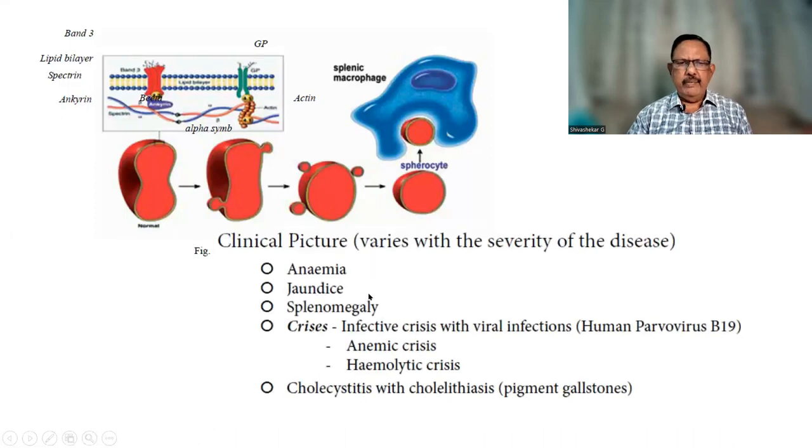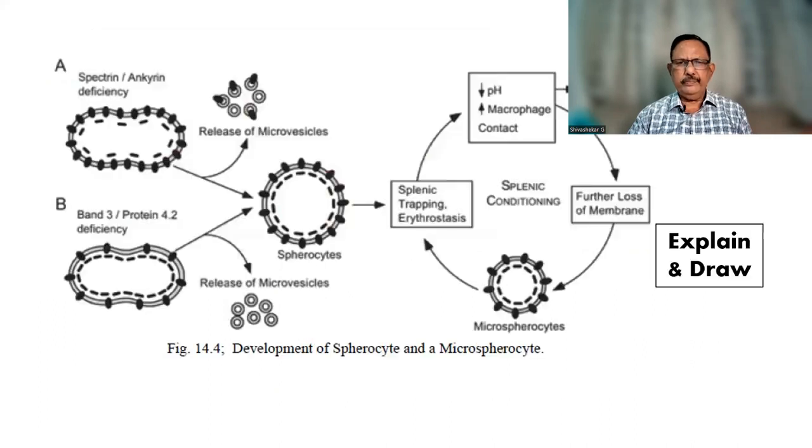The patient can present with anemia, jaundice, splenomegaly, and there are some crises, anemic crisis and hemolytic crisis. Cholecystitis is important. This can be given as a history. Pigmented gallstones are present in spherocytosis.